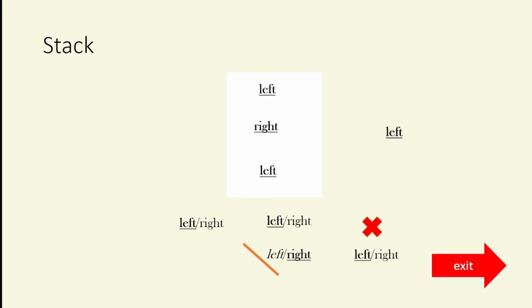So we start off going left, and that's fine. Then we go left again. Well, that's wrong. So we go back, so we take left out, and then we try right. Now right is correct. So now we go back to left, and that's fine. Now we exit the maze. So we can use the stack because when left is not correct, we can take it out from the top and then put in right.